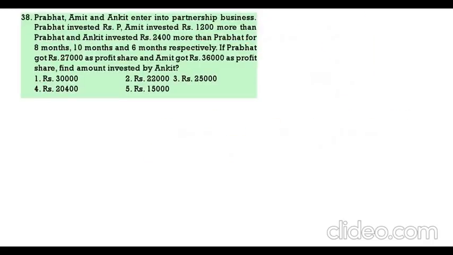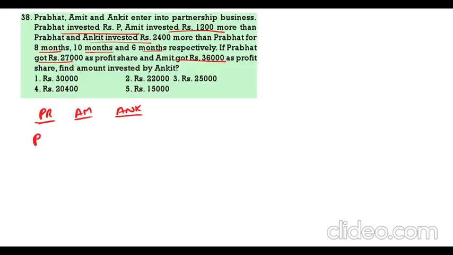Prabhat, Amit and Ankit entered into a partnership. Prabhat invested P. Amit invested 1200 more than Prabhat. Ankit invested 2000 more than Prabhat for 8, 10, 6 months respectively. If Prabhat got 27,000 as a profit and Amit got 36,000, find the amount invested by Ankit.